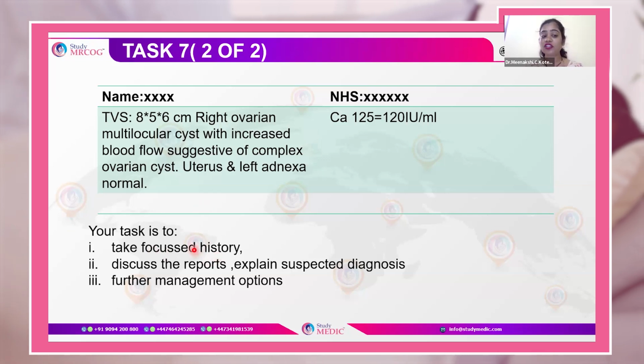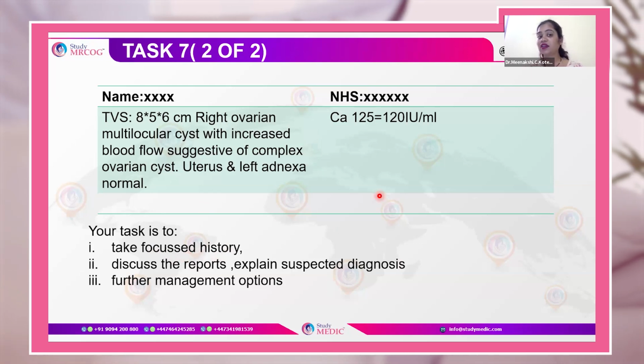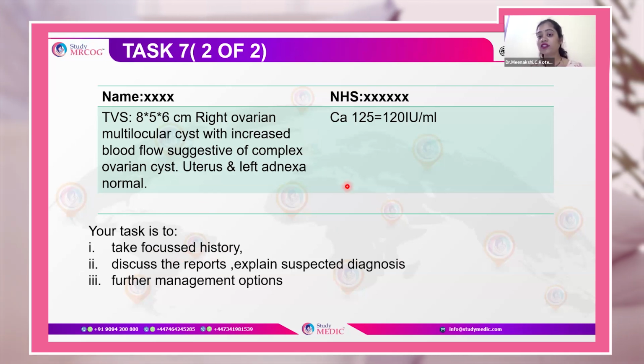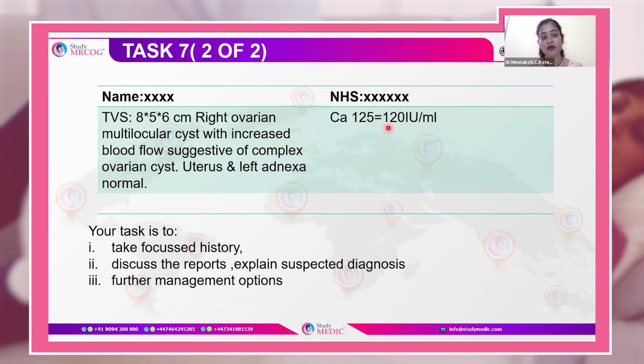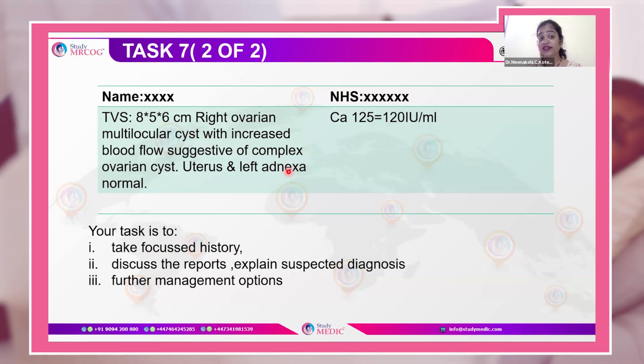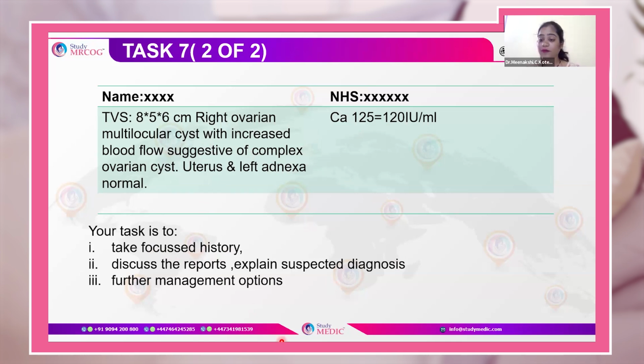And what is the agenda of the station? That you have to take a focused history, you have to discuss the reports with her and explain the suspected diagnosis, because in this case, the working diagnosis is going in terms of an ovarian cancer. It could be because of her age and because of the CA125, because of the features of the cyst, that there is a strong blood flow and all of that, and further management options you're supposed to describe.